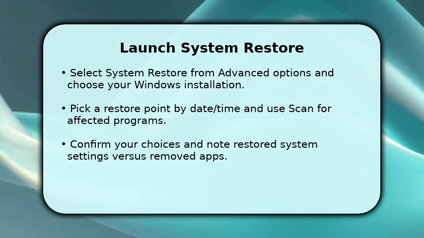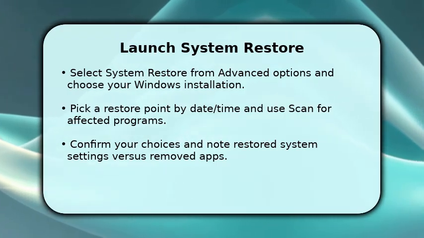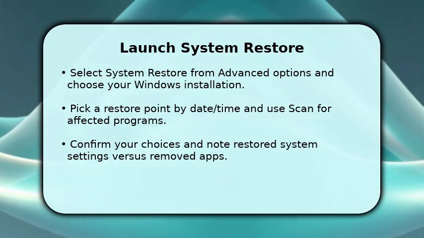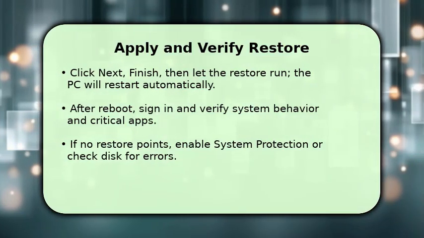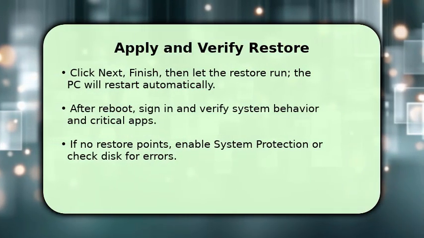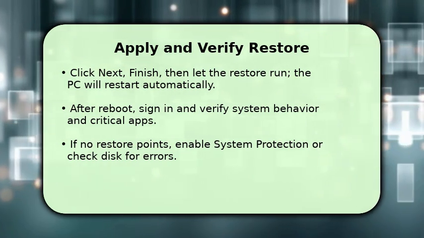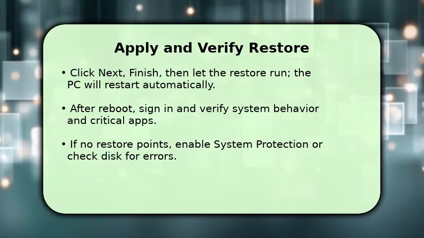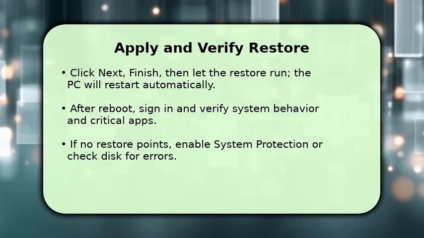Confirm the choice. Read the summary carefully because System Restore changes system files and settings but does not alter your personal documents, which is why it's safe for configuration rollbacks. You'll click Next and Finish to start the operation. System Restore will warn that it cannot be interrupted, so let it run and allow the PC to reboot automatically. After restart, sign in and verify the system state and key applications. Make sure the original problem is gone.